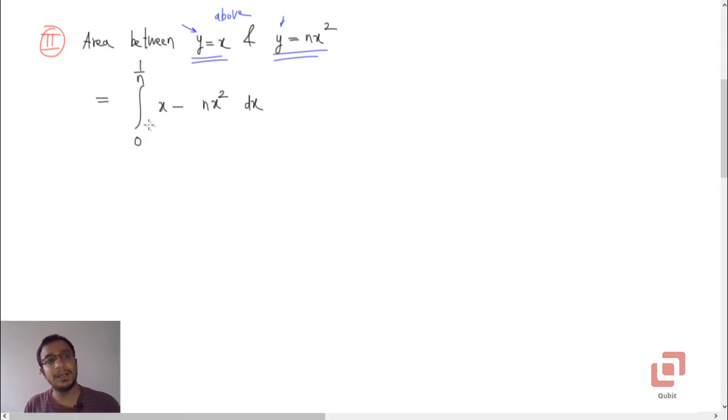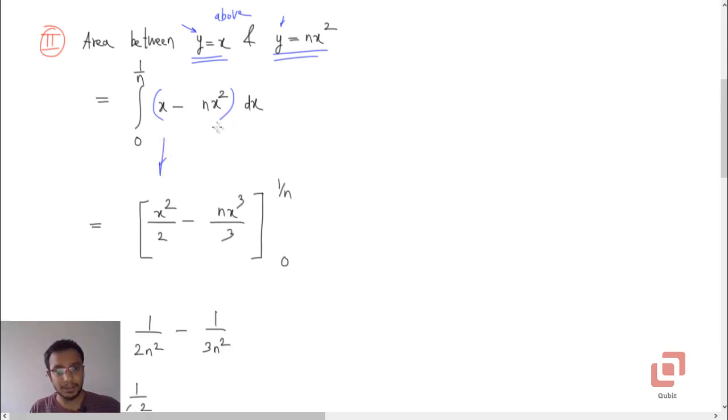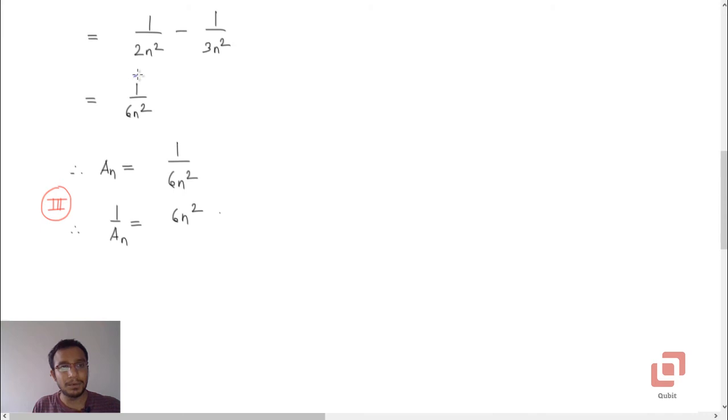So it will be the integral of x minus nx squared with lower limit 0 and upper limit 1 upon n. These are the x coordinates of the points of intersection of the two curves. The rest is very simple. You can integrate this: x squared by 2 minus n into x cubed by 3, substitute the limits, and eventually you will end up getting 1 upon 6n squared as the area.